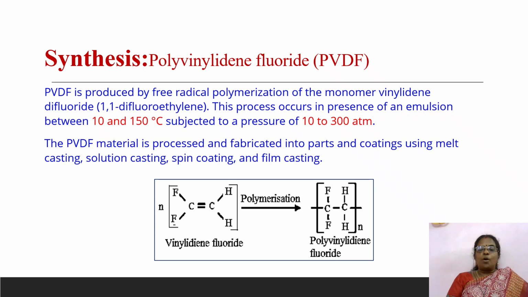The material is processed and fabricated into parts by a lot of different casting methods. One is melt casting, solution casting, spin casting, and film casting. Any of the methods can be used to form the polymeric material.